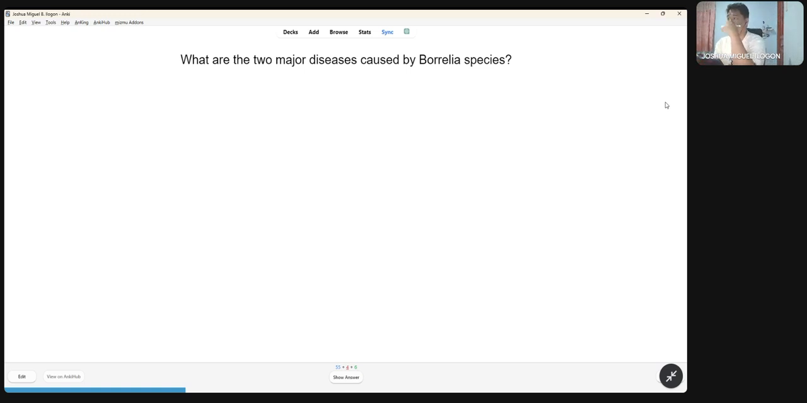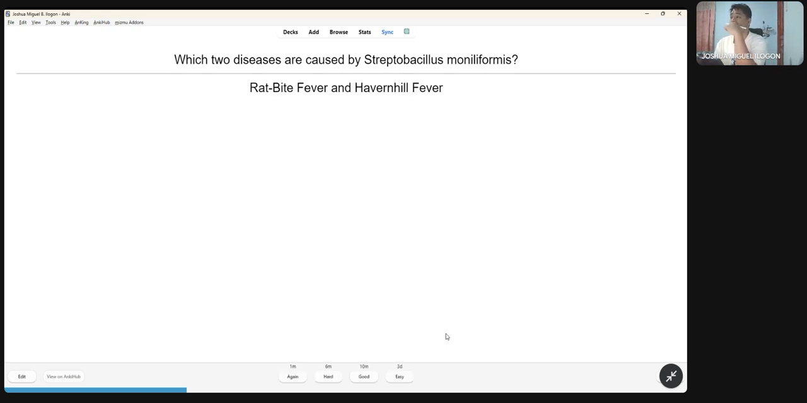Spinning motility. What are two major diseases caused by Borrelia species? Relapsing fever and Lyme disease, Borrelia burgdorferi. Right. So, which two diseases are caused by Streptobacillus moniliformis? Rat bite fever and Haverhill fever.